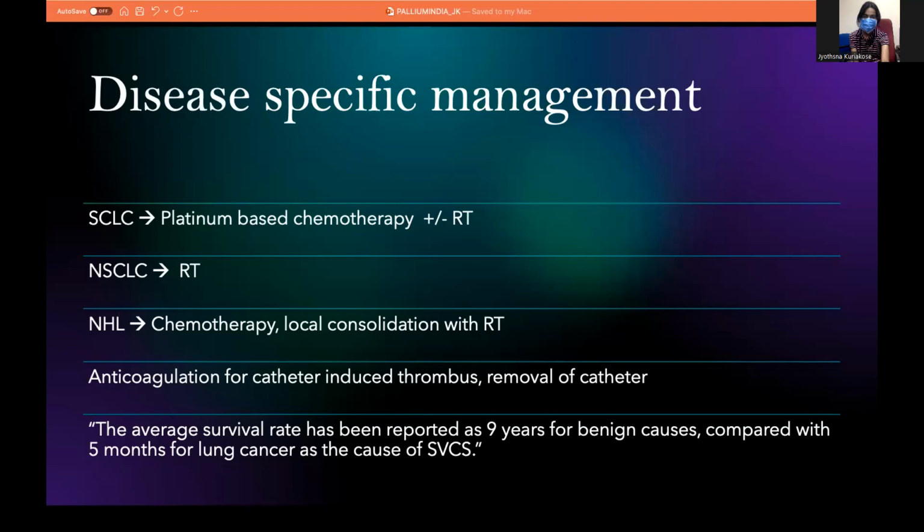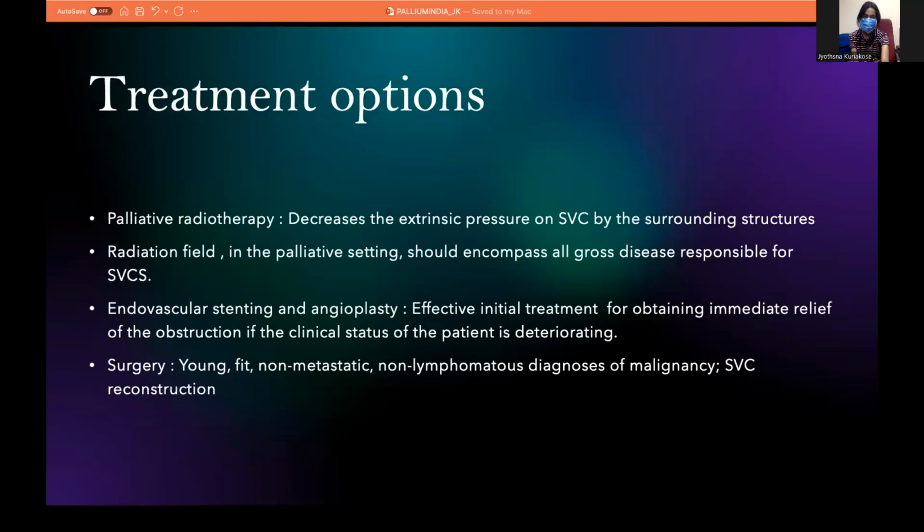The average survival has been reported as 9 years for benign causes, while it is only about 5 months for patients with lung cancer as a cause of SVCO. Treatment options, again. In palliative radiation, the goal is to decrease the extrinsic pressure by the node or the tumor which is compressing the SVC, and palliative radiation will encompass all the gross disease responsible for the same. But for patients who are imminently dying or very severe life-threatening patients who have laryngeal edema or cerebral edema, the immediate effective treatment is urgent stenting and angioplasty. In patients who are young, fit, and have a non-metastatic, non-lymphomatous diagnosis of malignancy, SVC reconstruction can be considered.